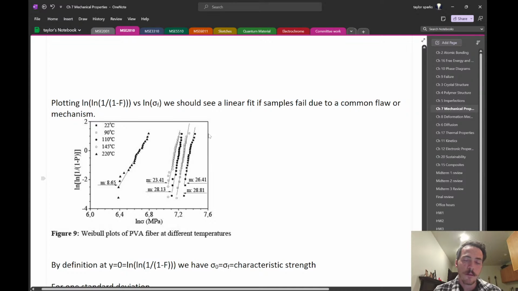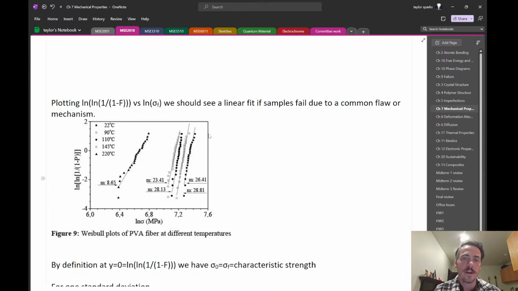If your data can't be fit to this straight line when you transform it in this way, then you can't use the Weibull equation to simulate your data. It doesn't fit the Weibull data, so you need to find something else to fit it with.